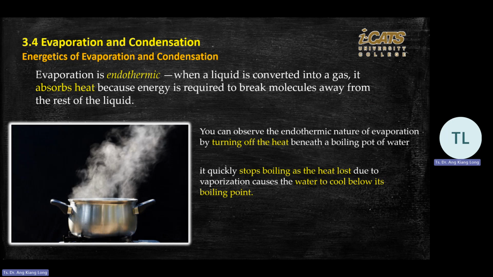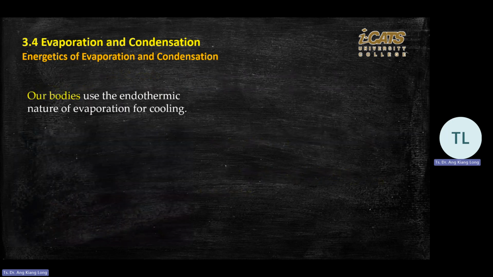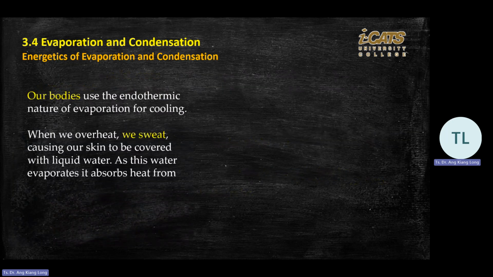Important is this statement: evaporation is endothermic, and you must understand what the word endothermic means. The word meaning is it absorbs heat. The absorbed heat is linked to endothermic. Okay. Our bodies use endothermic for evaporation for cooling. So if we overheat, we sweat. Why do we sweat? Because we use sweat to start the endothermic process.